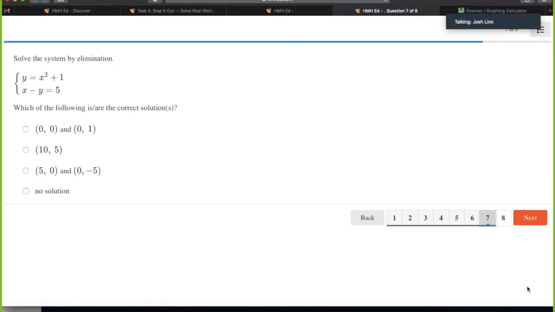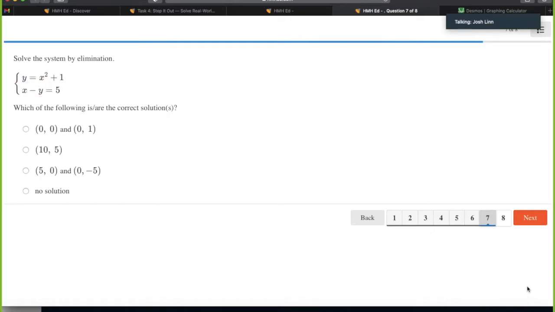So it says, solve the system by elimination. Which of the following are the correct solution? Cool. This will be fun. So it's by elimination again. So usually this book always kind of defaults to y, hint, hint. So we've got a y, we've got a negative y, which means you don't even have to change any signs. We can just add them together.